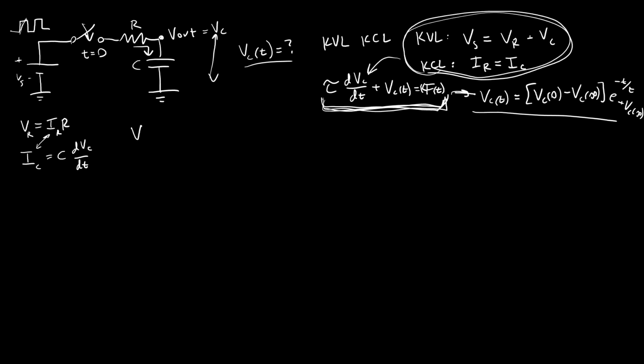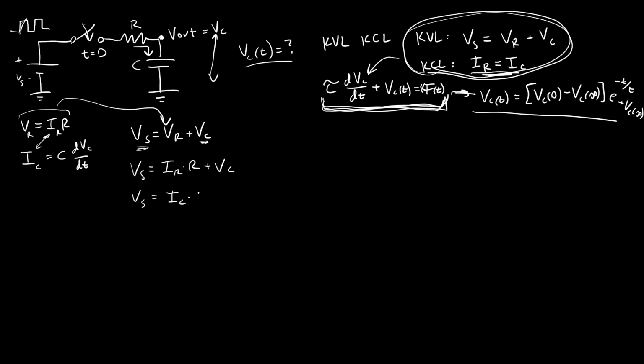So this is going to allow me to do some algebra to get to this form. I'm going to rewrite Vs equals Vr plus Vc. Vs is a constant. Ideally, I want to get rid of the Vr and get this whole equation just in terms of Vc, which is the variable I'm interested in. So I can sub in Ohm's law for Vr. That's going to give me Vs equals IR times R plus Vc. But thanks to Kirchhoff's current law, IR is equal to IC. So that's IC times R plus Vc.